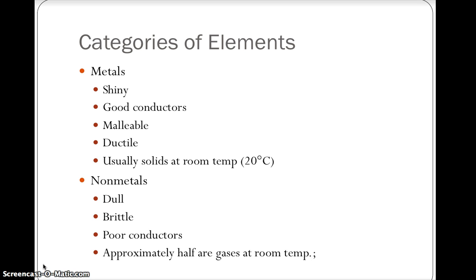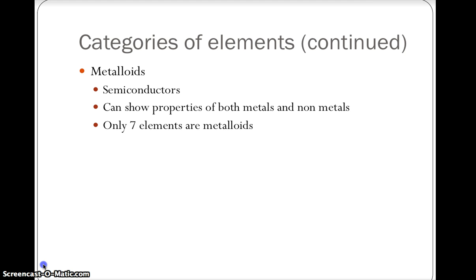Moving on to the third category, the smallest category, which is metalloids. These are known as semiconductors because they can conduct not as well as metals and not as poorly as nonmetals. They can show properties of both metals and nonmetals. There are only 7 metalloids on the periodic table. An example of one metalloid that shows properties of metals and nonmetals is boron, and that was something, if you were doing the homework, you would see. Boron is shiny like a metal, but it's not a very good conductor like a nonmetal.